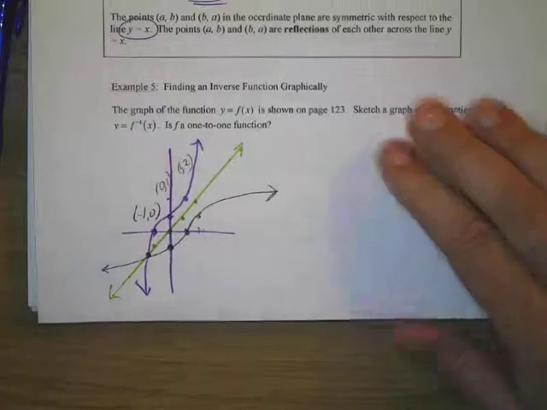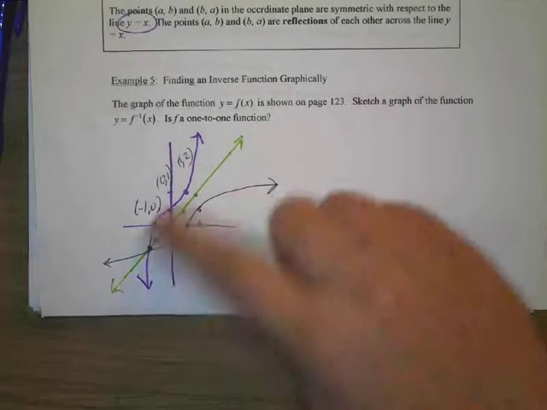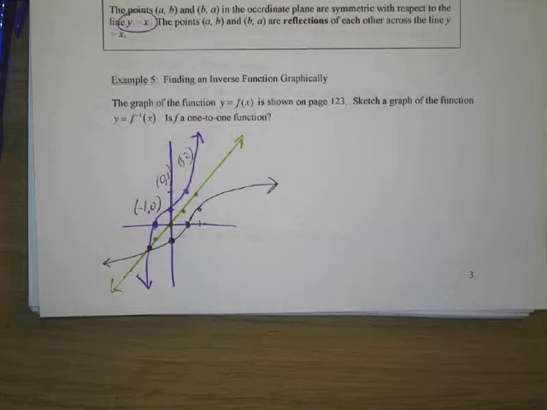Is the function 1-to-1? So is the original function 1-to-1? Does it pass the vertical line test? Yeah. Did it pass the horizontal line test? So is it a function? Yeah. Is the inverse a function? Yeah. So is it 1 to 1? Yes.